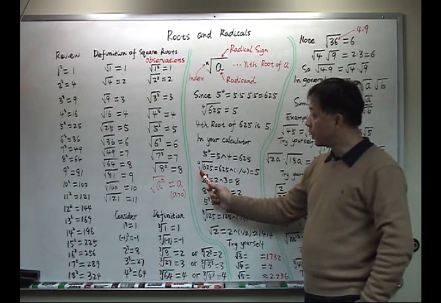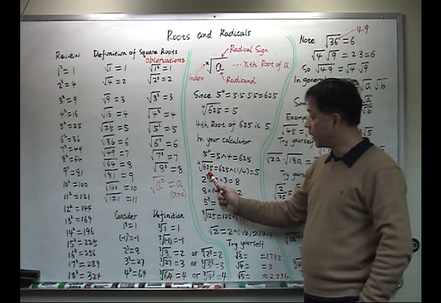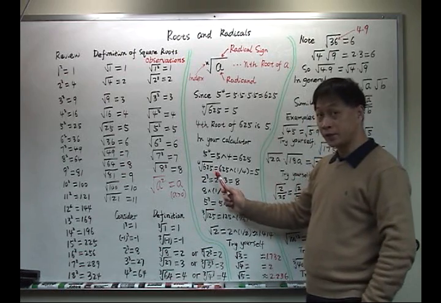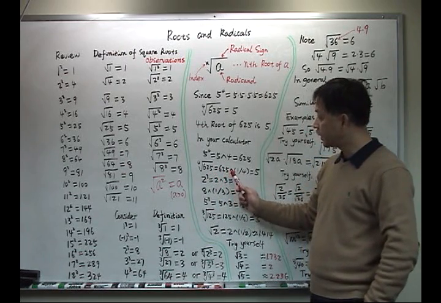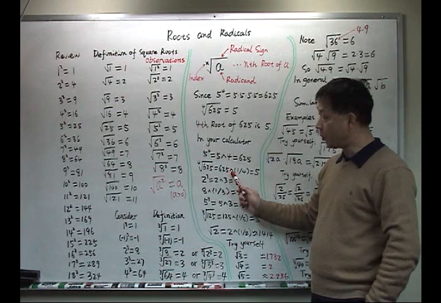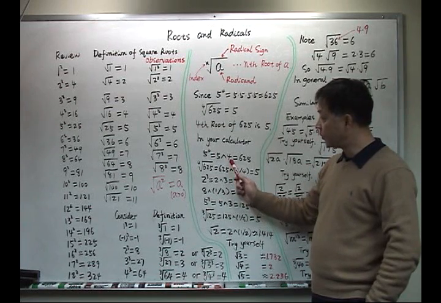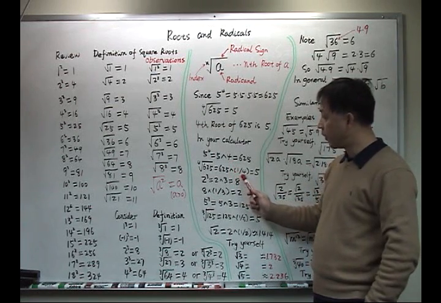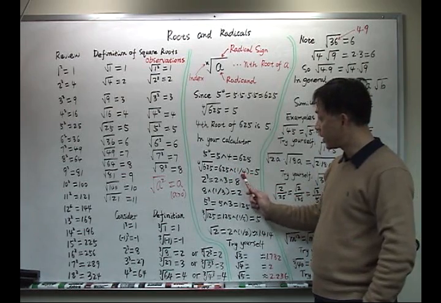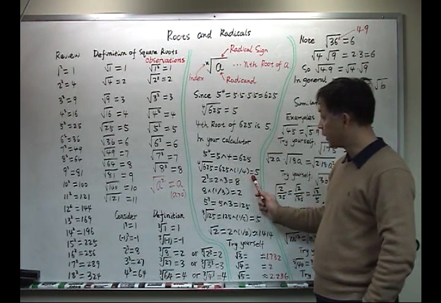Then the fourth root of 625 can be calculated as 625, arrow to the top. Instead of writing 4 there, you write 1/4 with the parentheses. You will get 5 here.